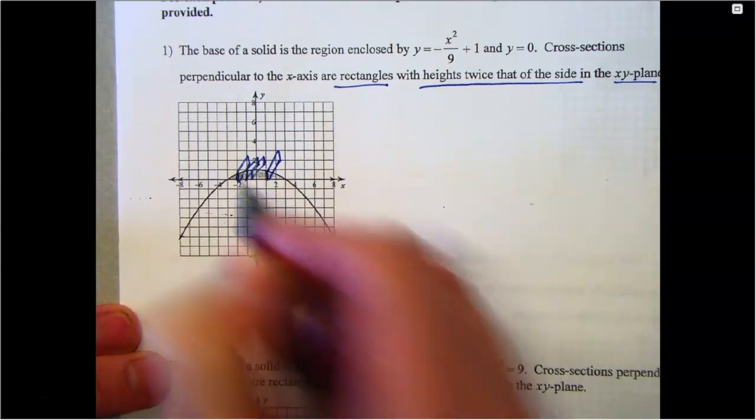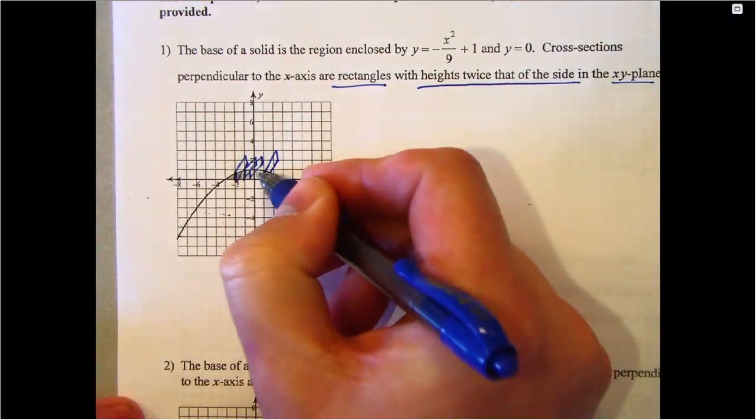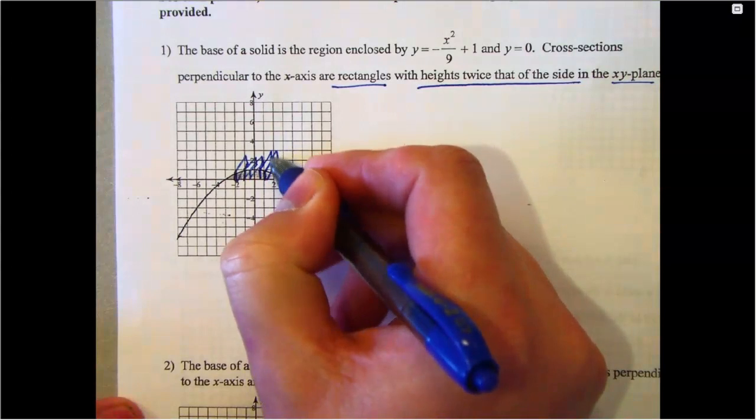Do we have to draw it? You do not have to draw it, but I'm just trying to get you to understand what it looks like.